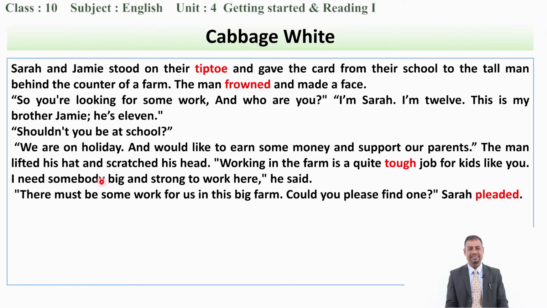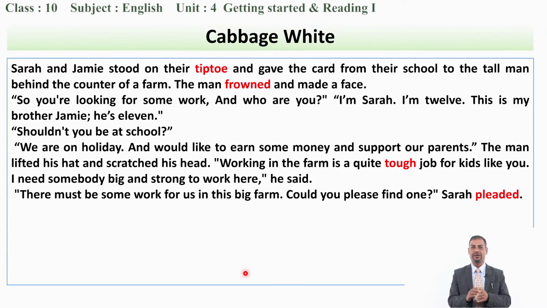The man lifted his hat and scratched his head. Working in the farm is quite a tough job for kids like you. I need somebody big and strong to work here, he said. There must be some work for us in this big farm. Could you please find one? Sarah pleaded. Dear students, now, I hope you might have also read with me like this.